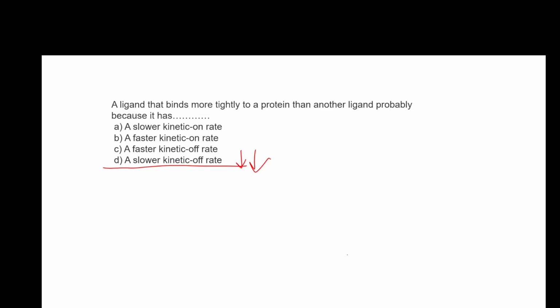Even though the kinetic on rate is fast, if the kinetic off rate is also fast, then there will be no point, the net becomes zero. That is why the kinetic on rate should be faster and the kinetic off rate slower. That should be the scenario for the ligand to bind the protein tightly.